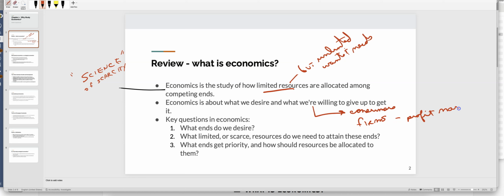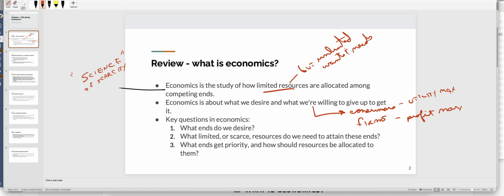They want to maximize their profit, right? They want to maximize the difference between total revenue and total cost. For consumers, they're maximizing something different. That thing they're maximizing is what you would remember as utility, or some notion of consumers trying to be satisfied or as happy as they possibly can be.